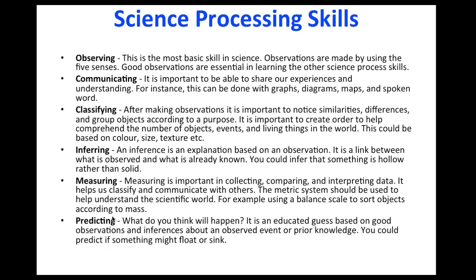Classifying. This is a great one to do with little kids too. So after you make your observations, it's important to notice similarities, differences, and group objects according to purpose. You can do it according to size, shape, weight. So it's important to create order to help understand the number of objects, events, and living things in the world. So this could be based on size, colour, texture, etc.